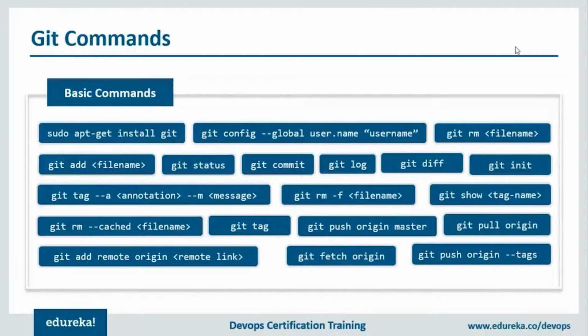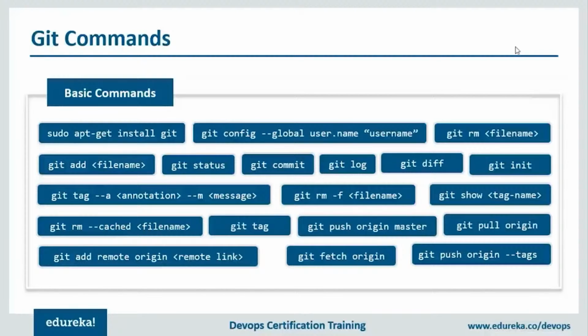Git tag annotation message is basically when you use tags to identify any commits, right? So if you have to work with any specific commit, like 10 commits back from the present position, each commit has a commit ID, as I told you before. So you can mention that commit ID to the tag, and then you can use it. Git rm -f file name is to forcefully remove the file that is present in the staging area. Similarly, git show tag is to just use the tag that you're using. And then moving on, we have git rm --cached file name, that is to remove from the cached area. Also, git tag is to create a tag.